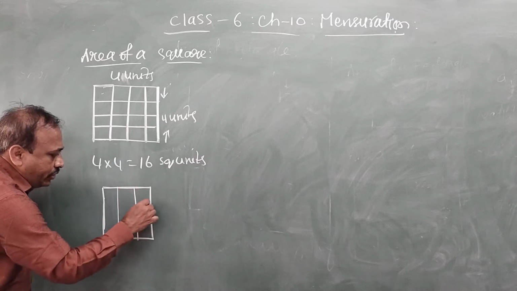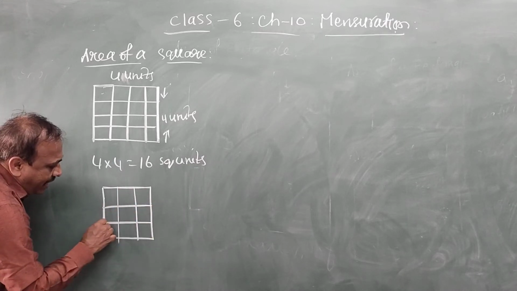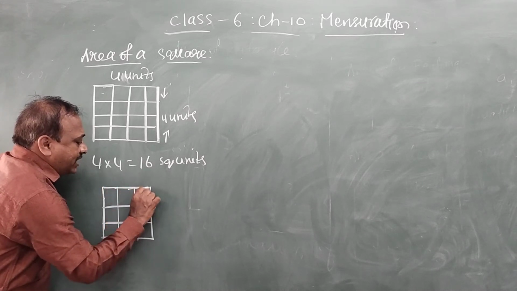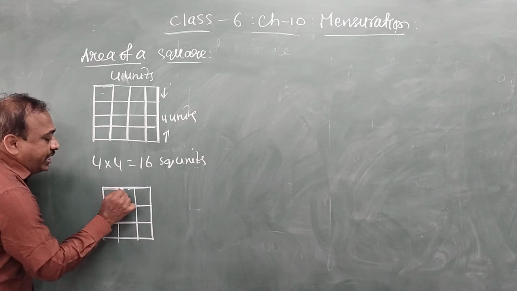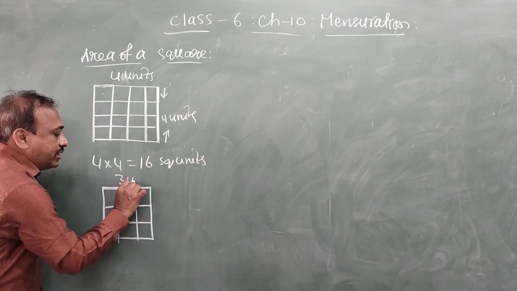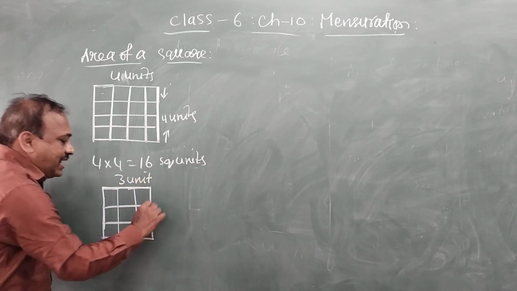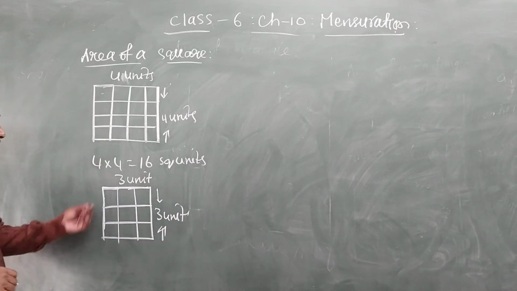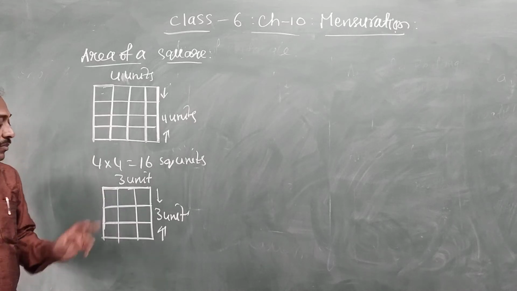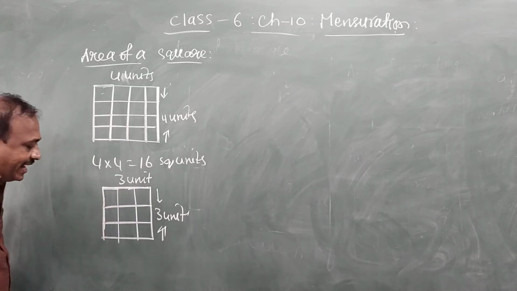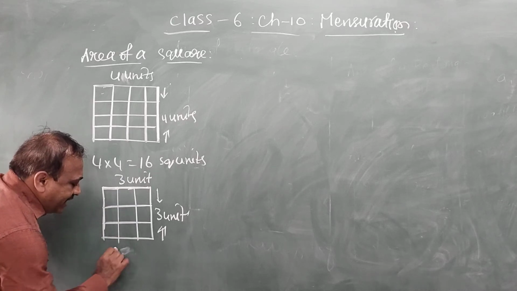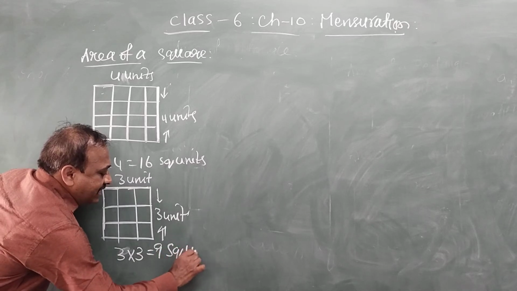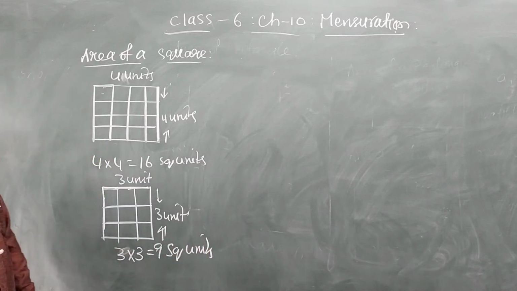Each one is 1 unit distance. So from here to here, 1 centimeter, 1 centimeter, 1 centimeter, or you can say 1 unit, 1 unit, 1 unit. Total 3 unit distance we have. Similarly here 3 unit distance. Now each box is 1 square unit. Then total area is how much? 9. So 9 square units, which is 3 into 3.